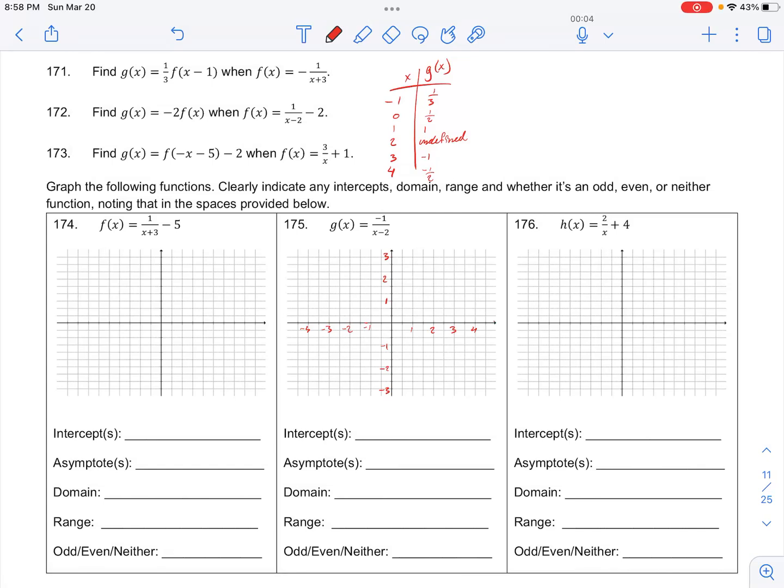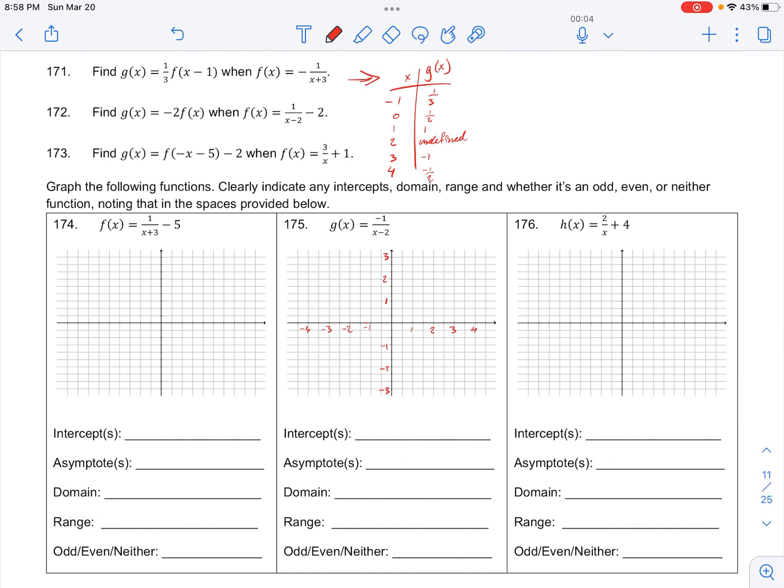Number 175 in your classwork for reciprocal functions and its transformations. We have a function g of x, which is equal to negative 1 over x minus 2. So to graph this, we're going to create an x and a y chart here. So we have values for x that we select and values that we get for g of x that we're going to plot.